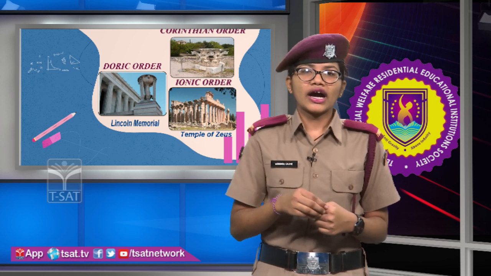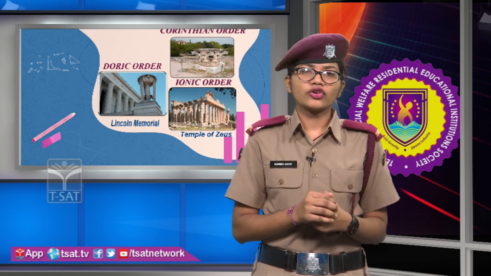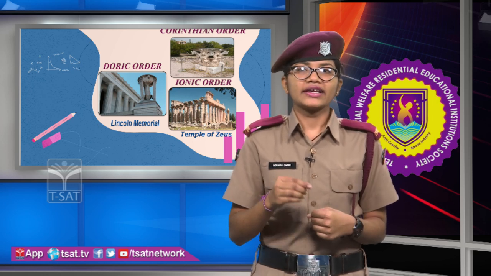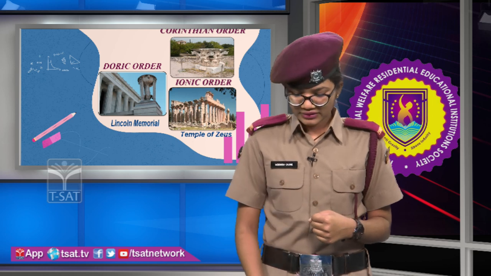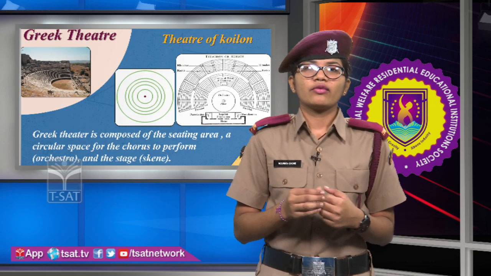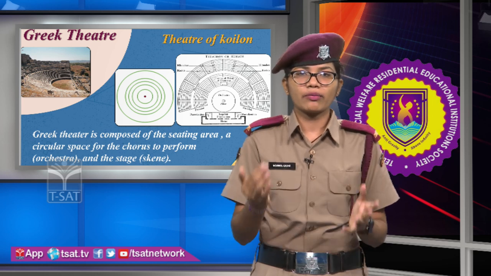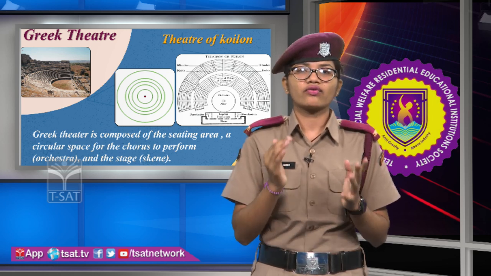Now, I want to ask you a question. Did you go to a movie theater? Right. Now I am explaining the Greek theaters. A Greek theater is a very special theater which was formed with a semicircular shape. That is the theater of Koilon.